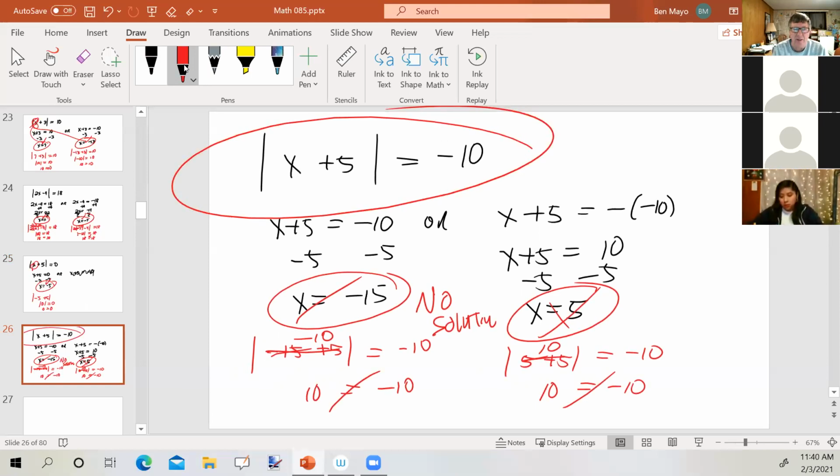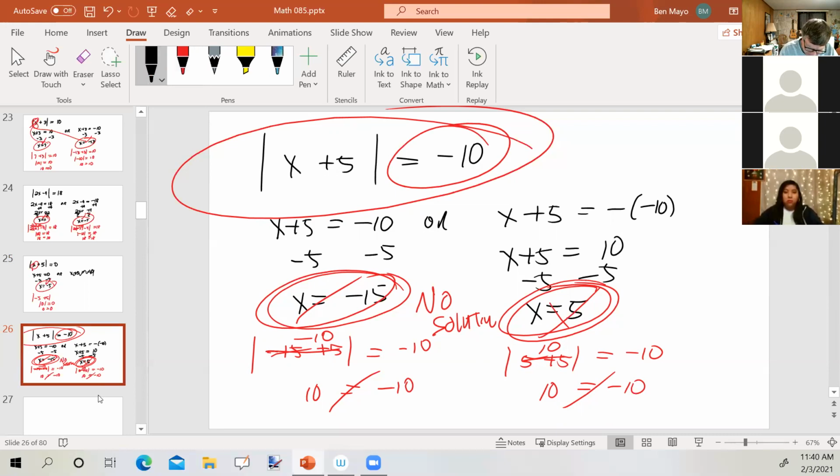Now, at the very beginning of the problem, we could have determined there was no solution because, remember I said an absolute value has to either be positive or 0. So there's no way an absolute value could equal a negative number. What WebAssign will have you do, I believe, in a situation like this, rather than writing no solution, is have you go through and find these two, what they call extraneous solutions. Then they'll ask you if they work or they don't work, and then you'll say that they don't work. Okay? All right.